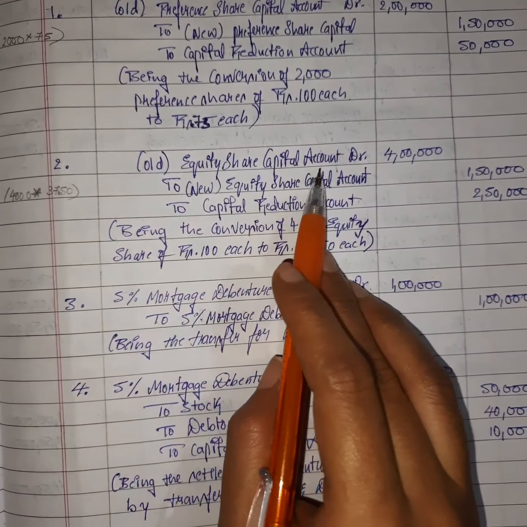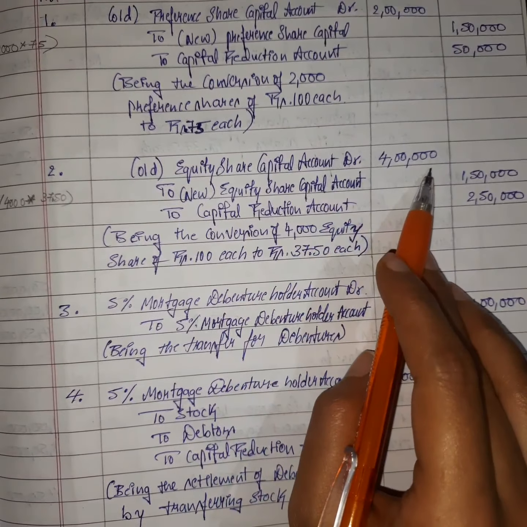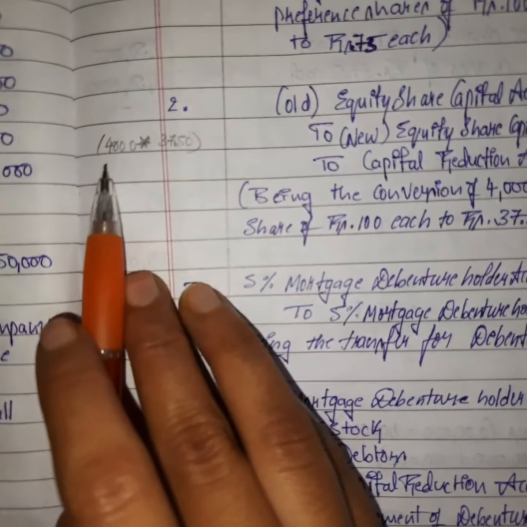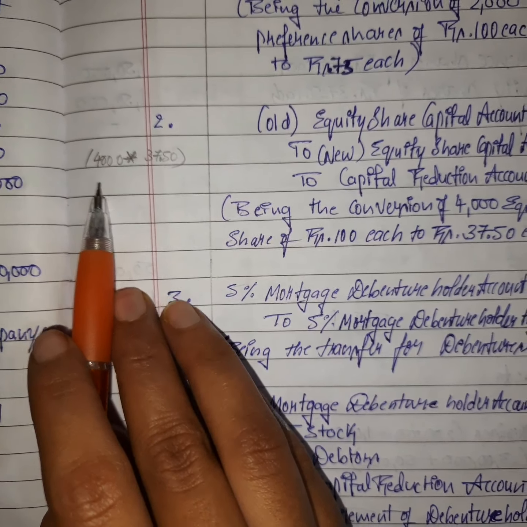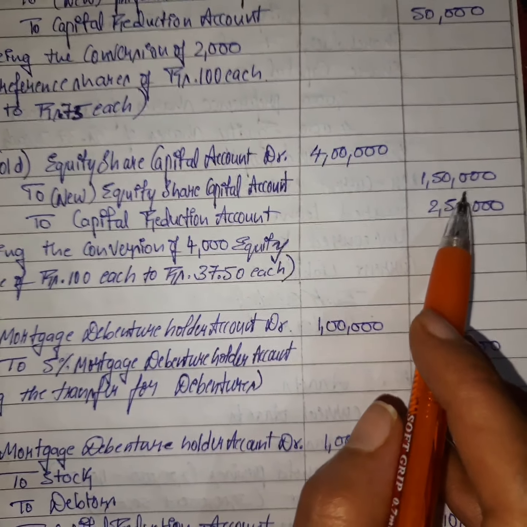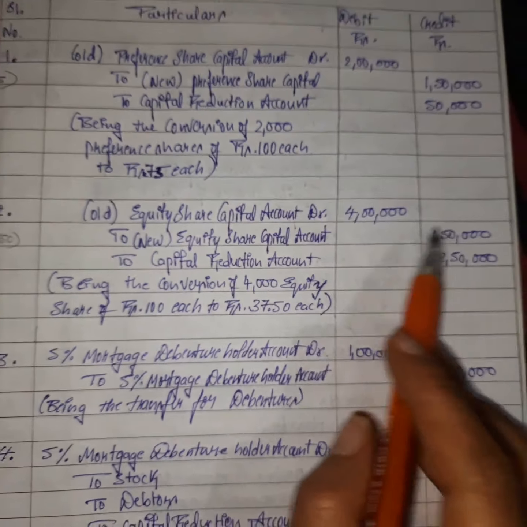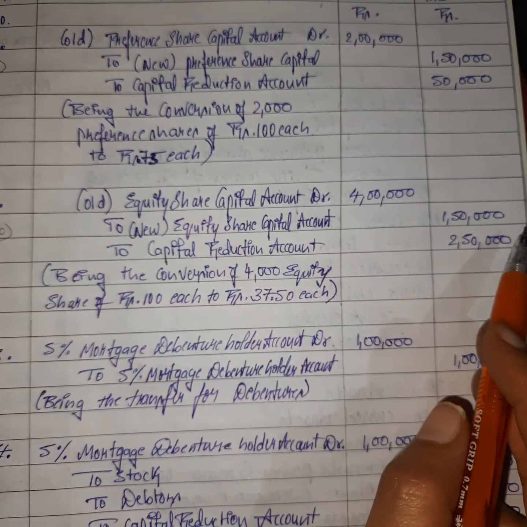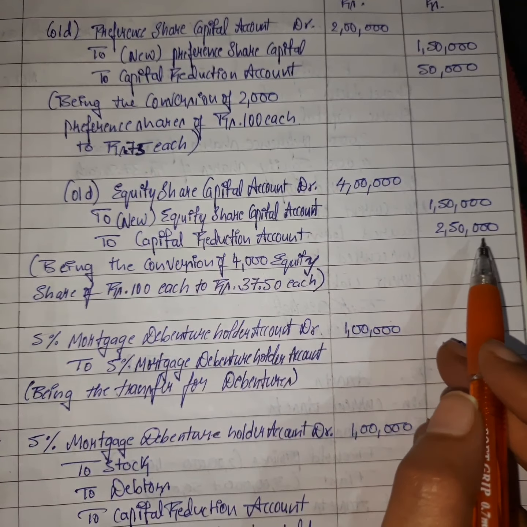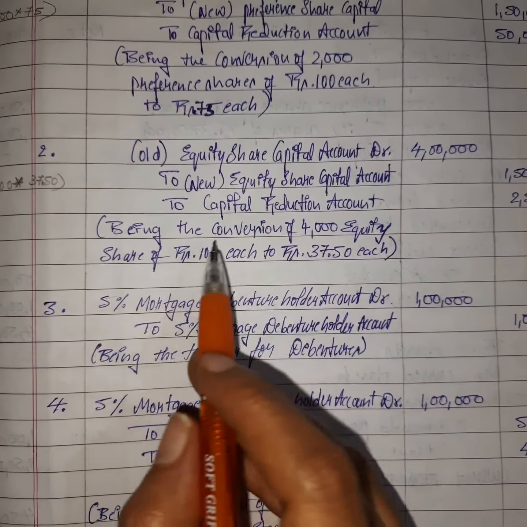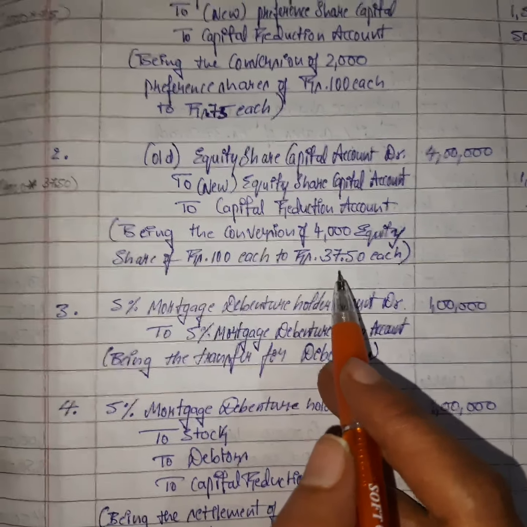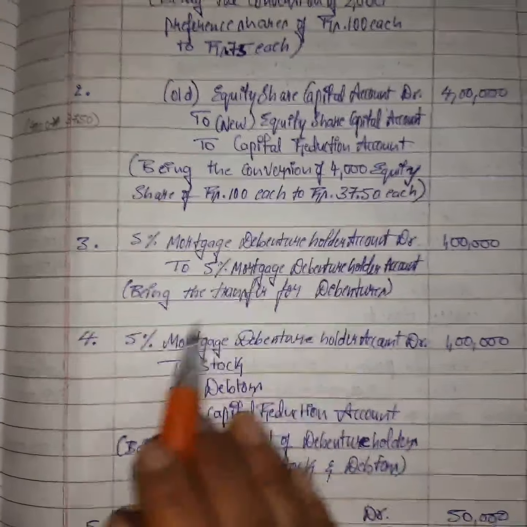Second point, old equity share capital account debit. In the balance sheet they have mentioned 4 lakh. To new equity share capital account, 4,000 equity shares into rupees 37.50 per share, you will get 1,50,000. You will be mentioning it in the credit side. Coming to the next, 4 lakh minus 1,50,000 to capital reduction account. The balance amount 2,50,000 is the reduced amount. Being the conversion of 4,000 equity shares of rupees 100 each to rupees 37.50 each.